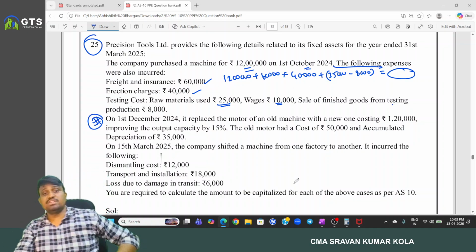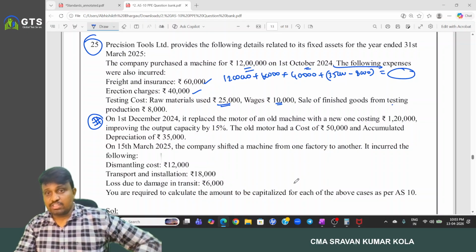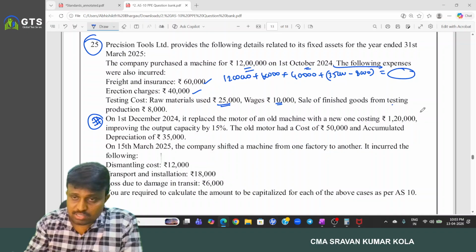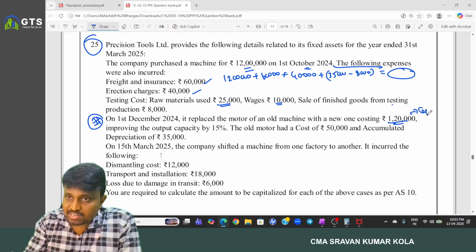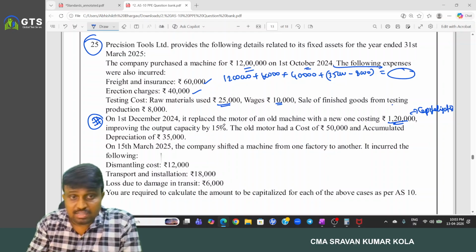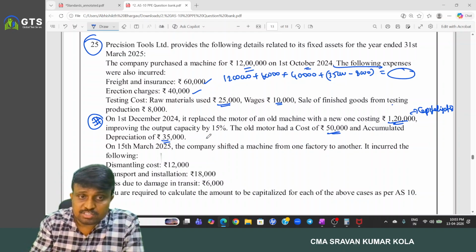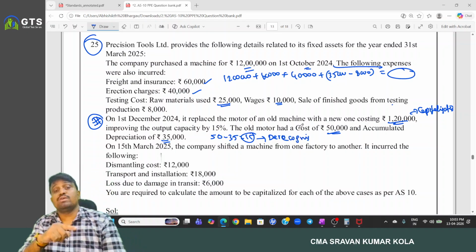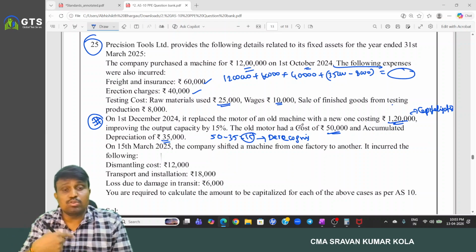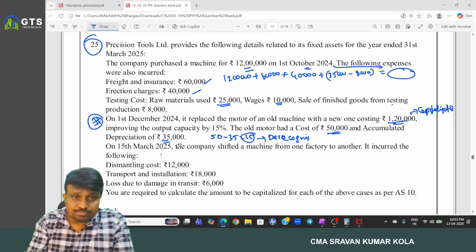On 1st December, it replaced the motor of the old machine with a new one costing 1,20,000. This is to be capitalized, so we add it to the cost of the asset. And the old motor cost is 50,000 with accumulated depreciation of 35,000. So 50 minus 35, 15,000 has to be derecognized. The old book value has to be derecognized, and the new motor's cost price will be added.